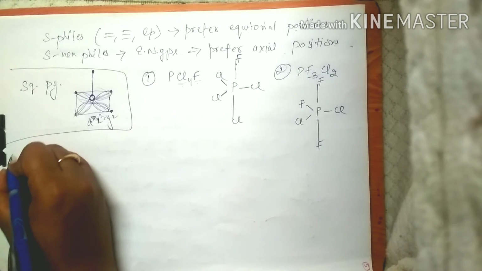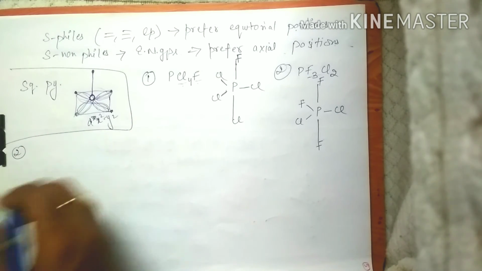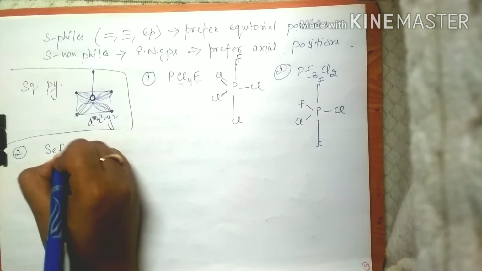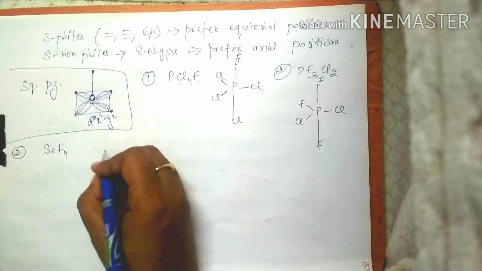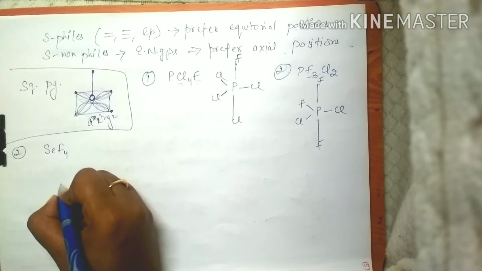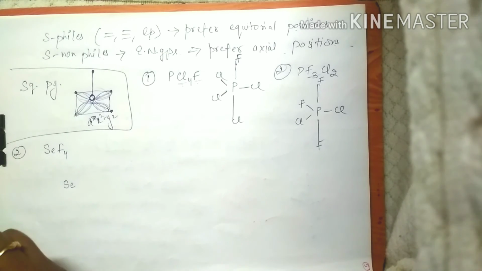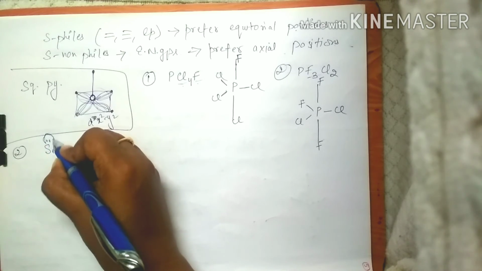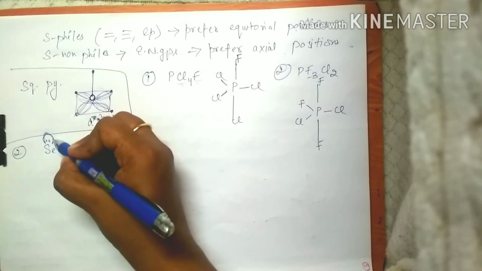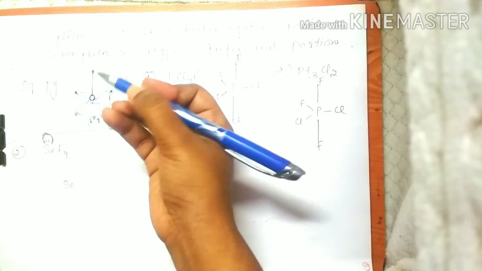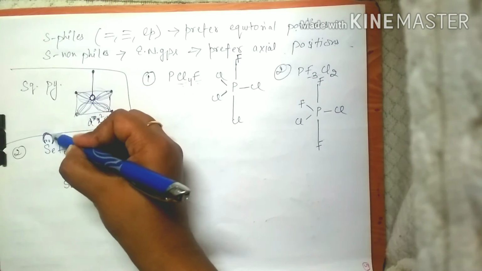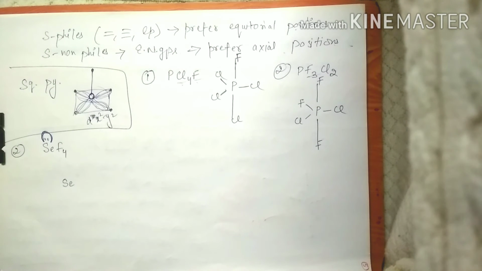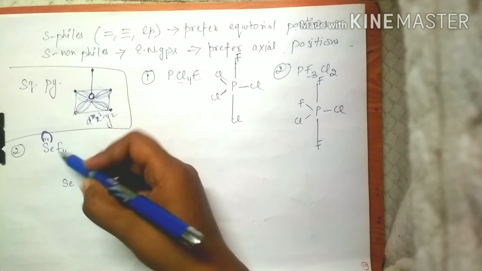Now if we talk about another molecule, that is your SeF4. Okay, now what happens here? See, Se will be here. Now selenium will be having 1 lone pair also. That you have to remember, that selenium, because it is from the oxygen family, in order to have 6 electrons in the valence shell, it will have 1 lone pair.